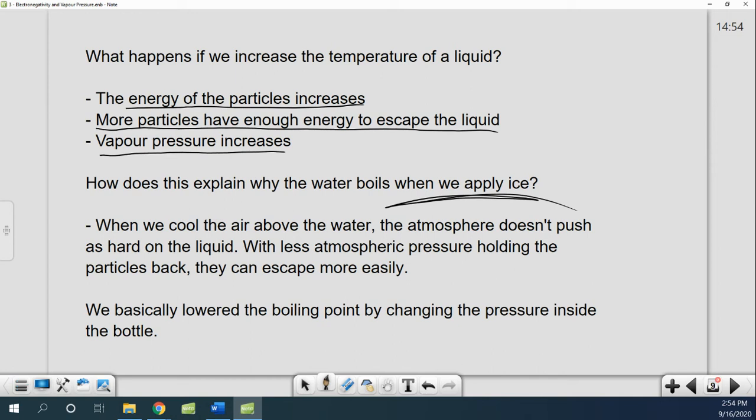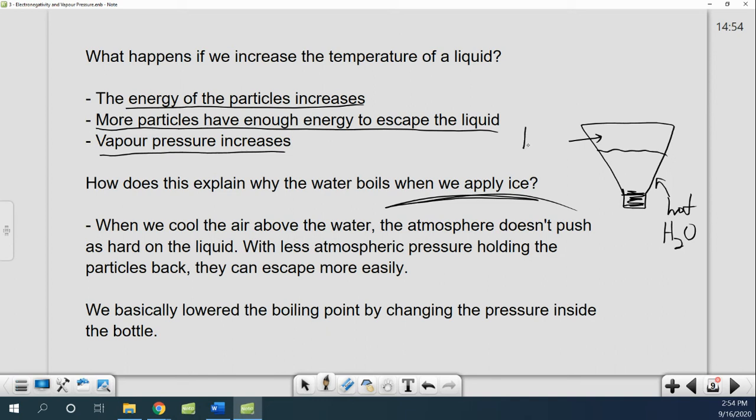How does this explain why water boils when you put ice on top? Well, when you cool the air, let me draw this. Let me draw that flask again. There we go, fancy. Here's our water. Here's our plug. So this here, hot water. And what would this be?